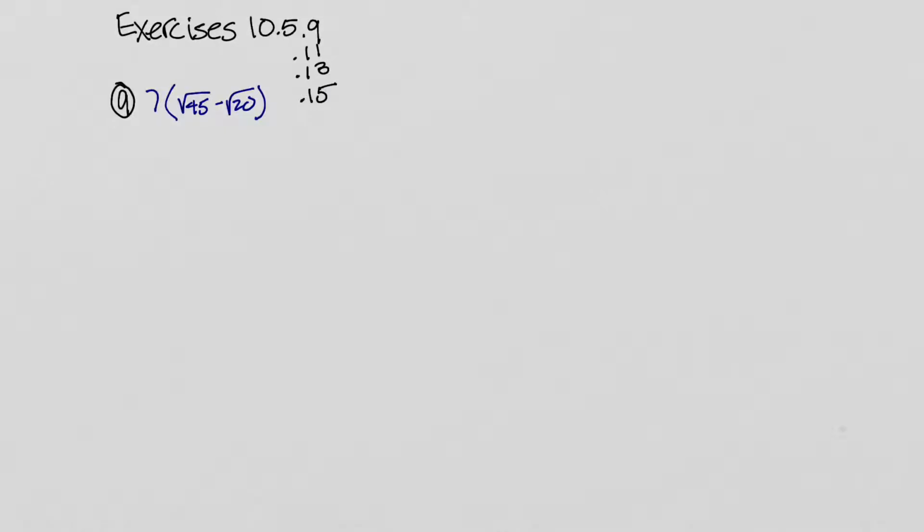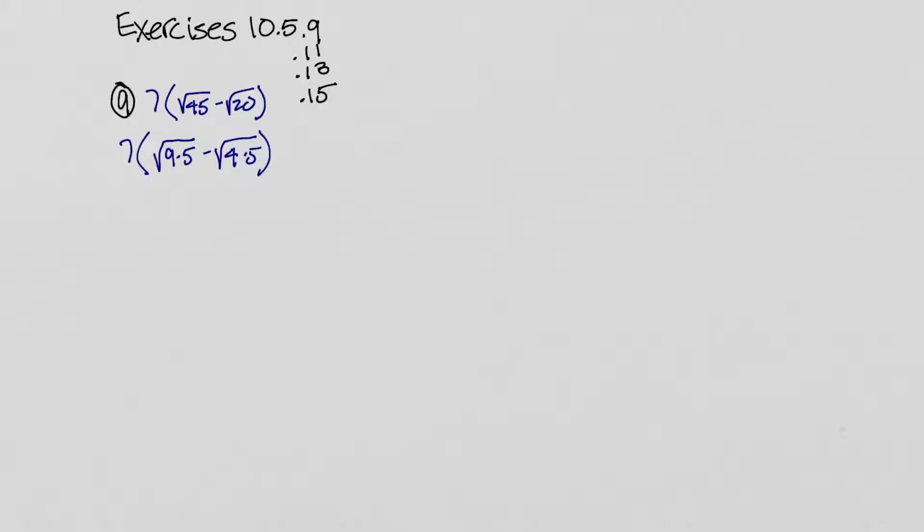Well, let's give this number 9 a try. The first thing I see here is I think I can break down this 45 and break down that 20. So let's do that first. So now we'll have 7 times, now this 45 I can break into 9 and 5, minus. The 20 I can break into a 4 and a 5.